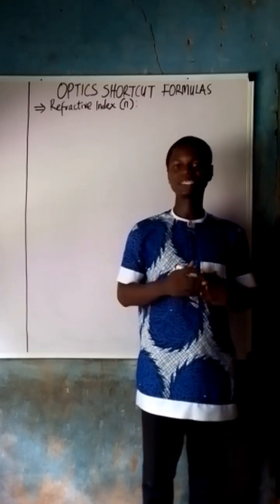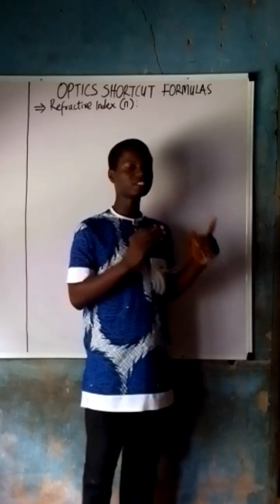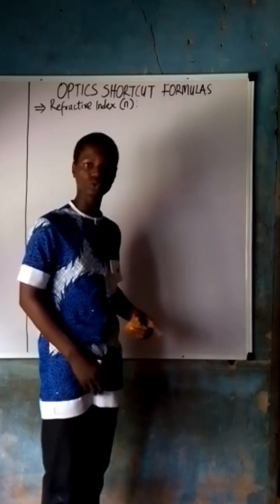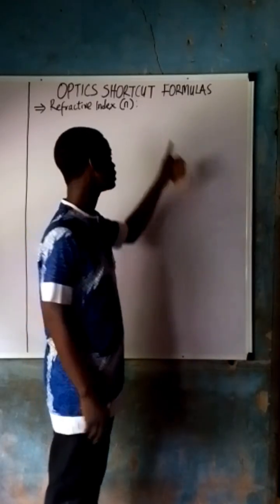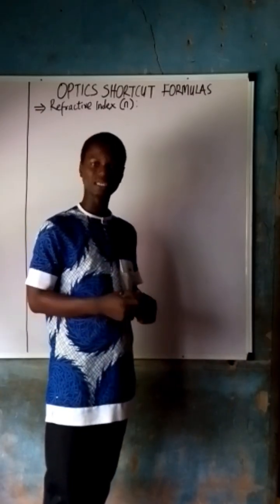In today's video lesson, we shall be learning about optics shortcut formula. Specifically, we shall be looking at the formulas that apply to refractive index. The symbol for refractive index is small n. So without wasting time, let's get started immediately.